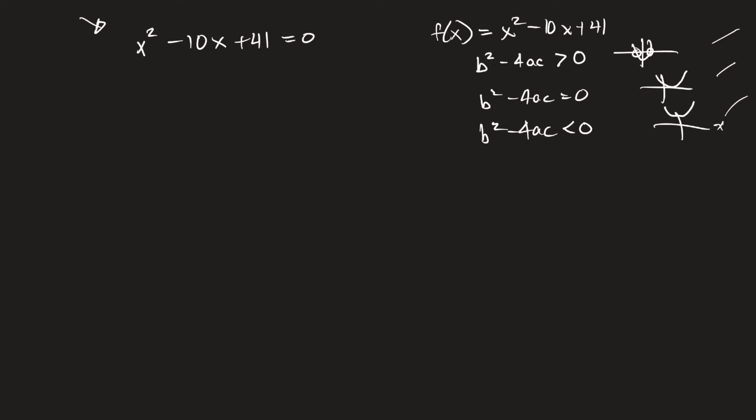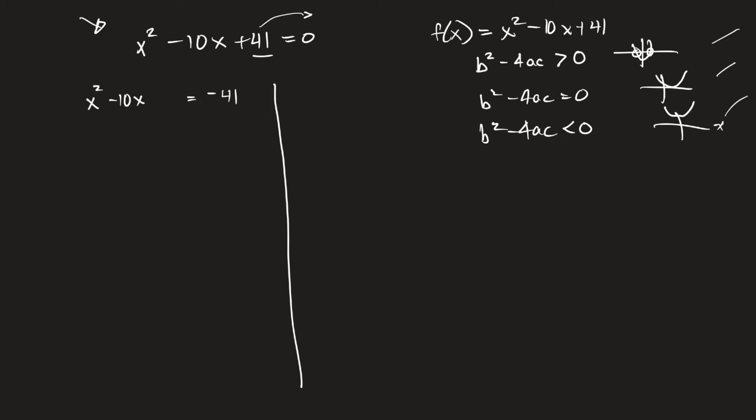Now, I could solve this in a number of different ways. I could try and factor it, but there's no way I'm going to get two numbers that multiply to 41 and add to 10, so I'm not going to factor it. I could use the quadratic formula, or like I showed in the homework help, you can complete the square. So to complete the square, you move this over to the other side, so you get x squared minus 10x is equal to negative 41.